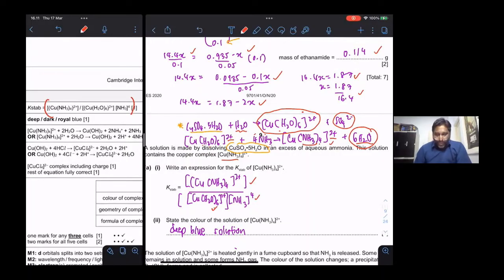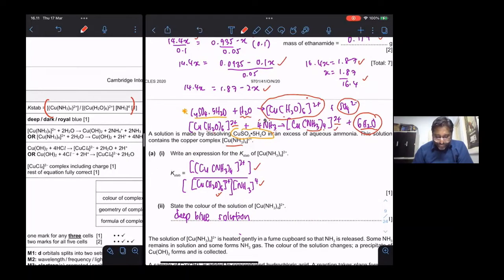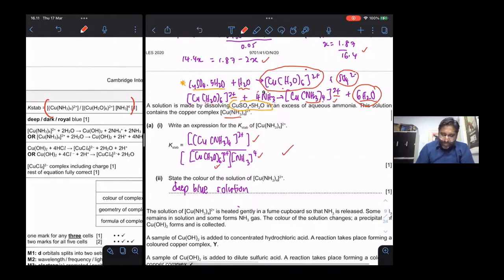Okay, now after you write the stability constant, state the color of the solution. This solution, copper with ammonia, this is going to be a deep blue solution. You can check from your notes. It's going to form a deep blue solution.